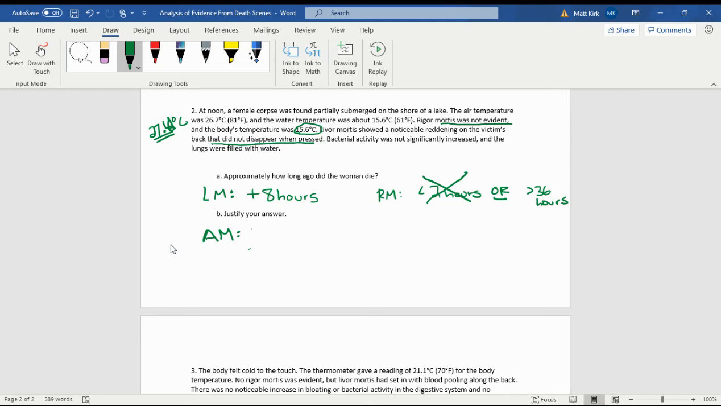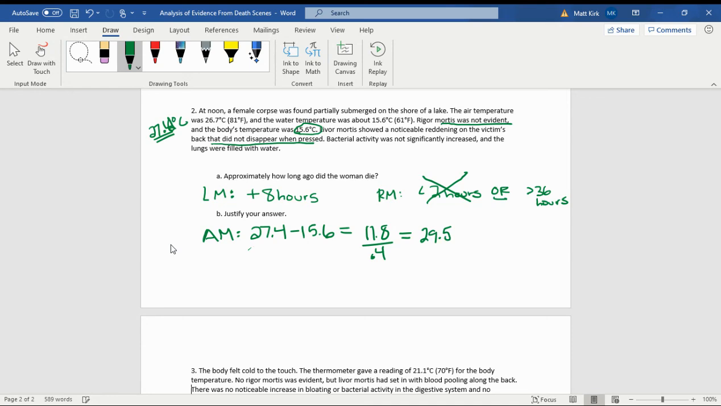So we have to subtract. Remember, we don't subtract 37. We use that 27.4 number this time. So 27.4 minus 15.6, and then we get that 11.8 answer. And then we have to divide that by the new rate. Remember, after 12 hours, the body cools at a slower rate of 0.4 degrees Celsius per hour, roughly. Again, it's an estimate. So we subtract, we divide by 0.4, and we get that answer of 29.5.